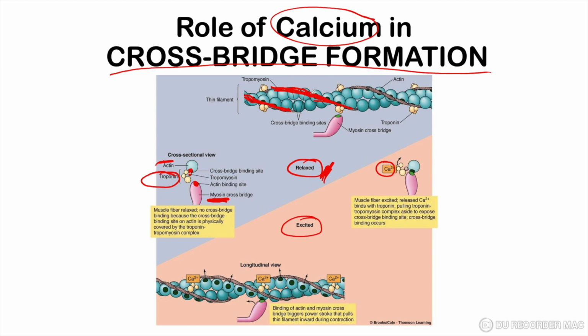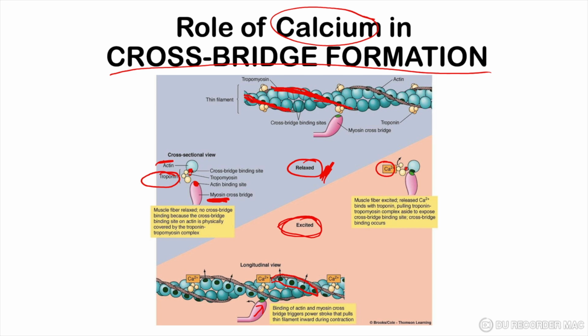But when calcium is released during the excited phase, once the muscle is excited, calcium will be released, and this calcium will bind to the troponin molecule. When it binds, it will change the shape of your troponin molecule, and thus allow the tropomyosin to slide away from its blocking position. Once the tropomyosin slides away, it will expose this binding site, allowing your myosin head to bind to the actin binding site, now forming your cross-bridge. That's why calcium is important during the contraction process.